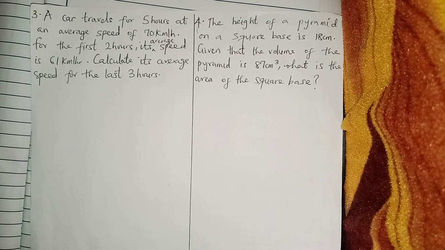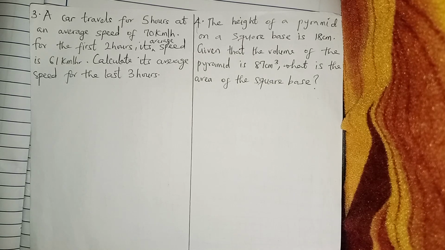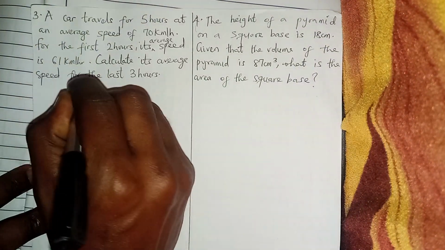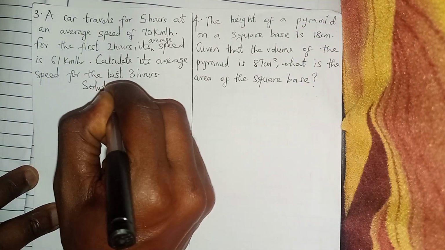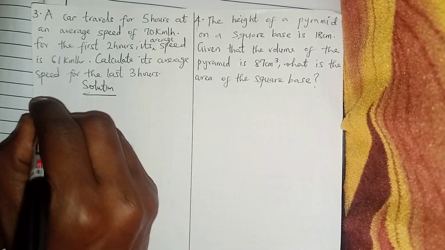Now, I said a car travels for 5 hours at an average speed of 70 kilometers per hour. Now I told you that for the first 2 hours, its average speed is 61 kilometers per hour. Then you have to calculate the average speed of the car for the last 3 hours. You start by saying, okay, it's a solution for the whole journey.